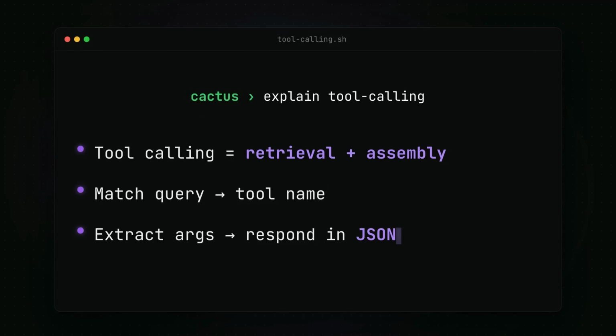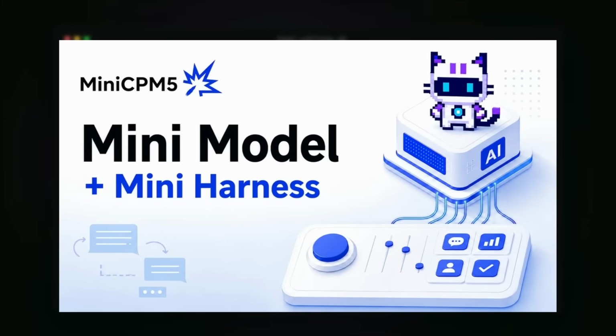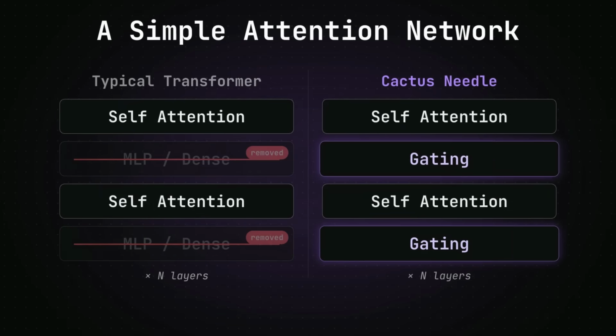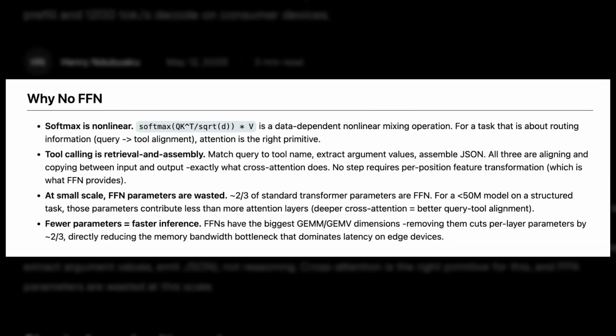And this is where they differ from the previous video that I did around the MiniCPM 5, which was a 1B model, which is still fundamentally a normal large language model. What Cactus have built is what they're calling a simple attention network. The entire model is just attention and gating. No MLPs or dense layers anywhere in the network. And that's definitely something that's quite unusual. So there's no FFN layers in here. There's none of the standard feed-forward transformer block in here.